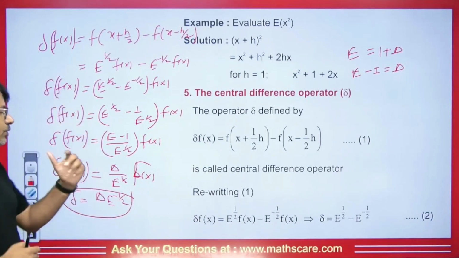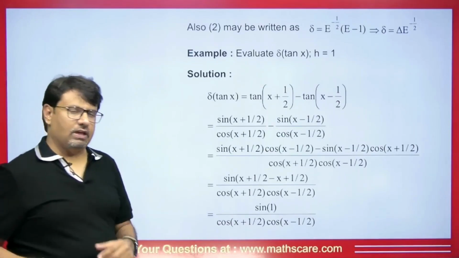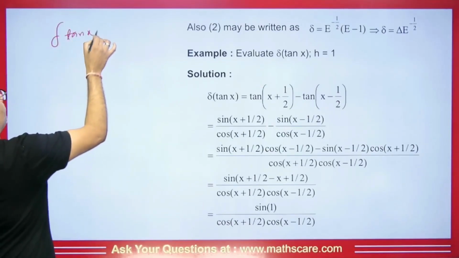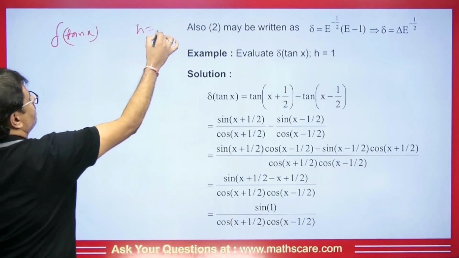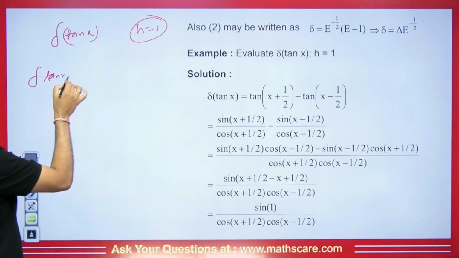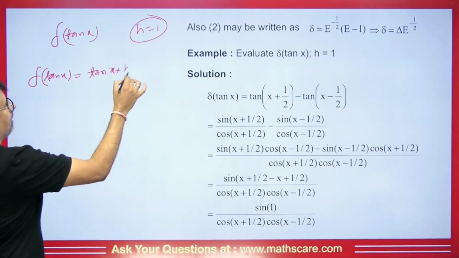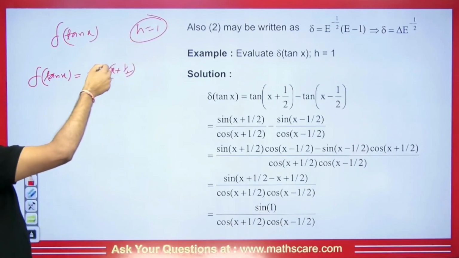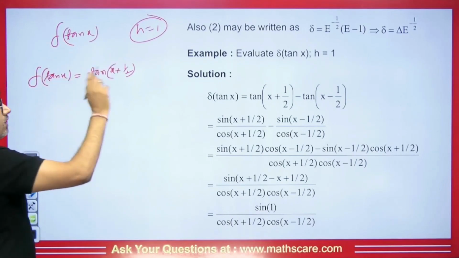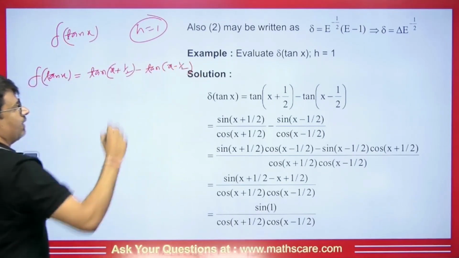Sometimes in exams, they ask for a proof. So in this way, you can easily prove it here. Here I want to show you a good question. You are being asked, what is the value of delta of tan x, where the value of h is given as 1? The value of delta of tan x is tan(x + h/2) minus tan(x - h/2). But the value of h is 1, so x + 1/2 minus tan(x - 1/2). Okay, clear, students?